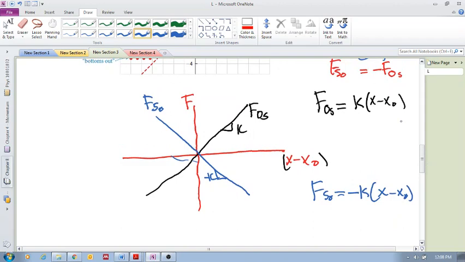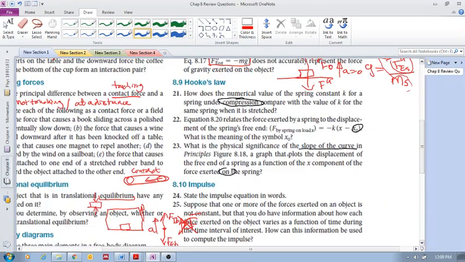Another way of looking at it is just simply that, as I said earlier, the force of the spring on the object is the negative of the force of the object on the spring. So then this just simply becomes the negative of this, negative k times x minus x0. Okay. Are we done with these? Okay, we're done with Hooke's law.